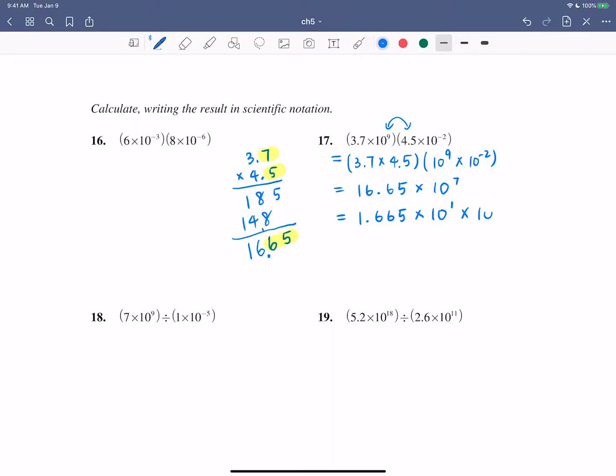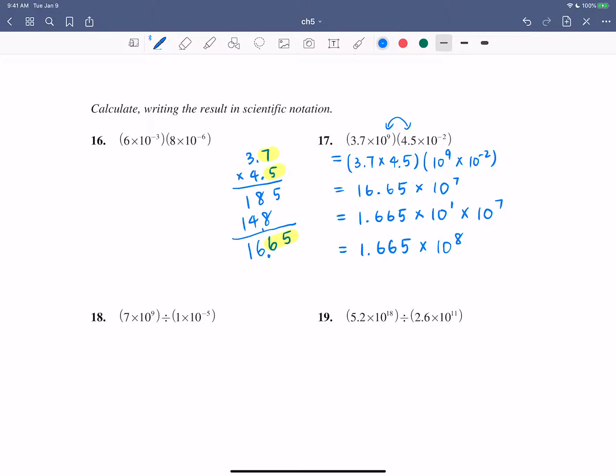And I'm going to include the original power of 10, 10 to the 7th, and this is the expression so far. Finally, I'm going to combine the two powers of 10. Rewrite it as 1.665 times 10 to the... product rule, add the exponents... 10 to the 8th. So that's number 17.